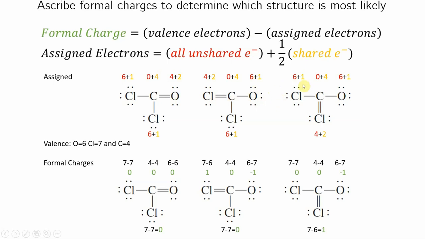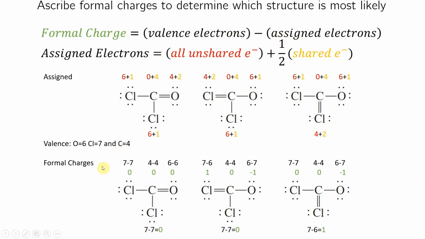So here, this chlorine is the same as this chlorine. This oxygen is the same as this oxygen. It's the same type thing, okay? So I add this up and I have 7, 4, 6, 7. I have 6, 4, 7, 7. And then I have 7, 4, 7, 6. So this is assigned electrons. I got to take valence electrons and subtract assigned electrons.